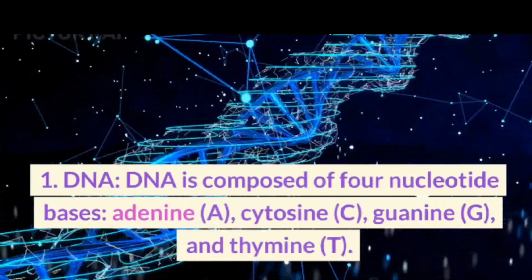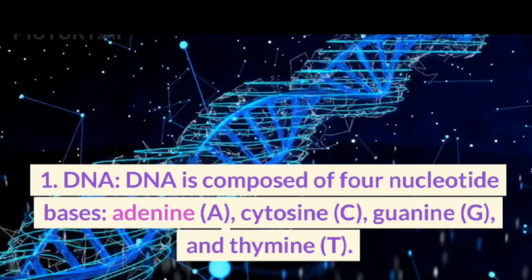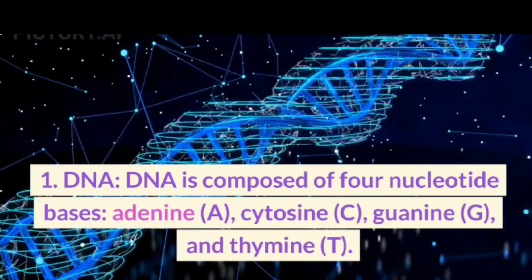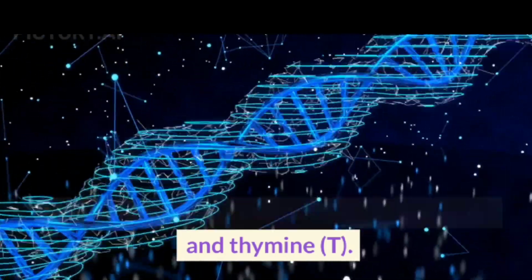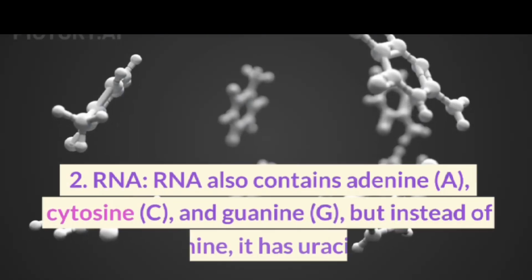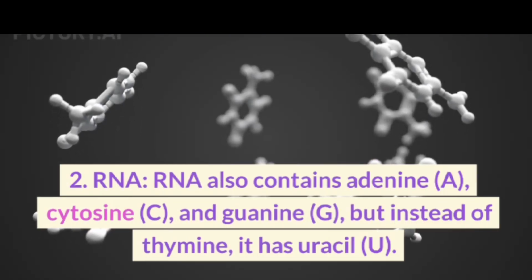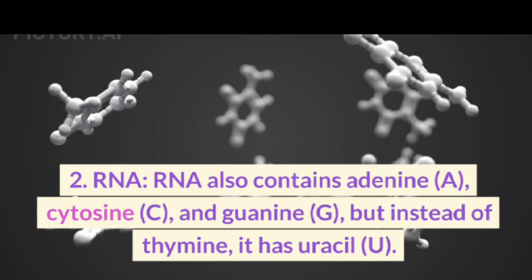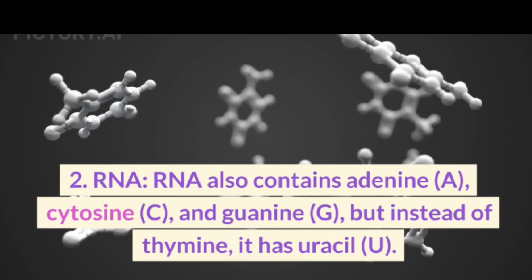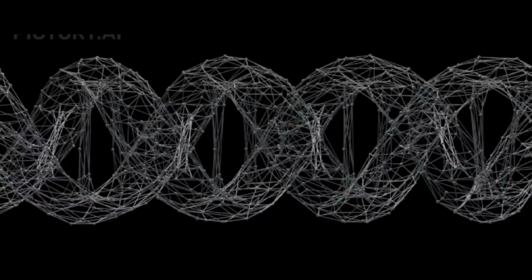Nucleotide bases. 1. DNA. DNA is composed of 4 nucleotide bases: adenine, A, cytosine, C, guanine, G, and thymine, T. 2. RNA. RNA also contains adenine, A, cytosine, C, and guanine, G, but instead of thymine, it has uracil, U.